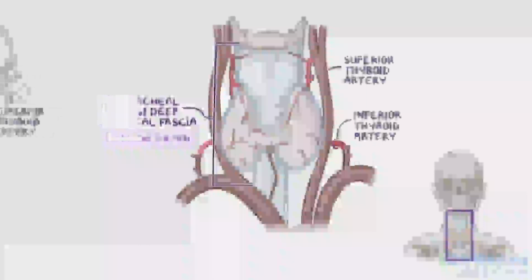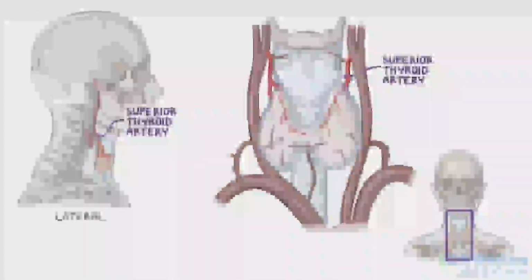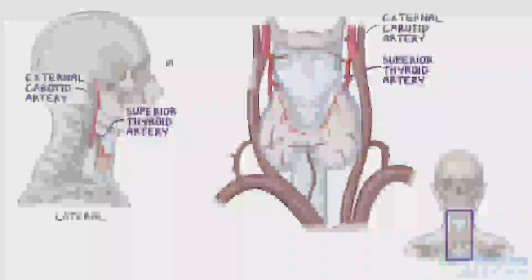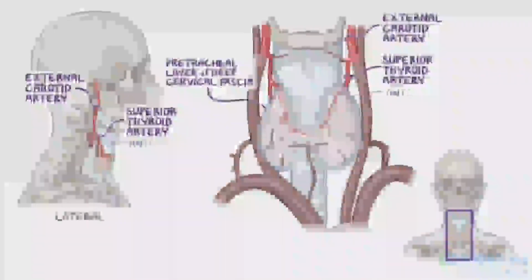The superior thyroid arteries are usually the first branches of the external carotid arteries, and they descend to the superior poles of the gland. Then, they pierce the pretracheal layer of deep cervical fascia, and finally, divide into anterior and posterior branches which supply mainly the anterosuperior aspect of the gland.